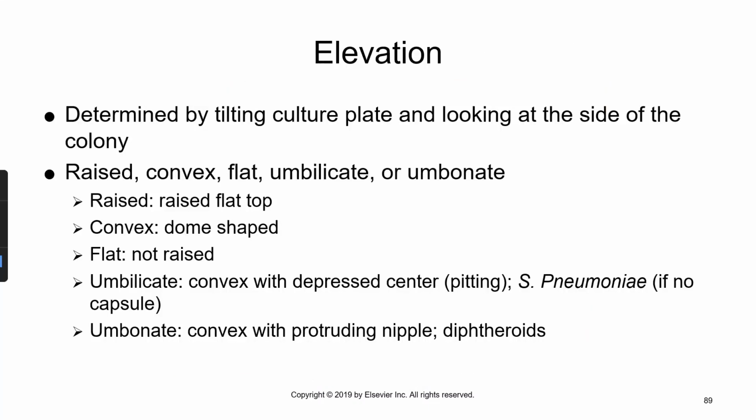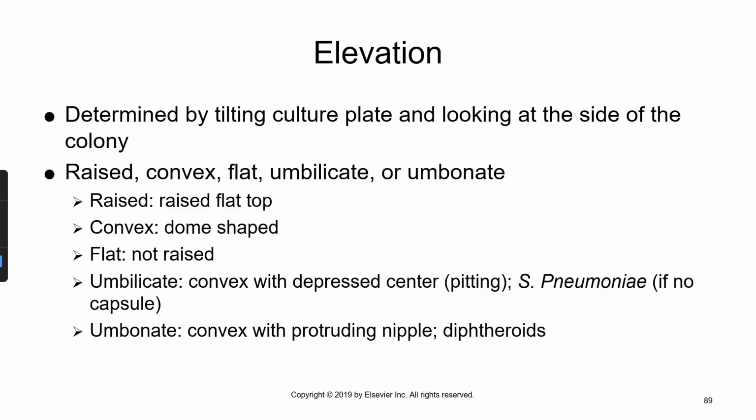And then the elevation, determined by tilting the culture plate and looking at the side of the colony. You can see raised, convex, flat, umbilicate, or umbonate. Raised has a raised and flat top. Convex is dome-shaped. Flat is not raised. Umbilicate is convex with a depressed center, or pitting.